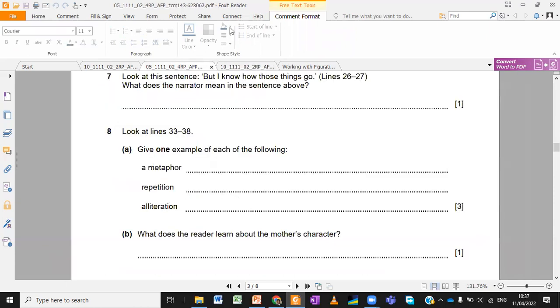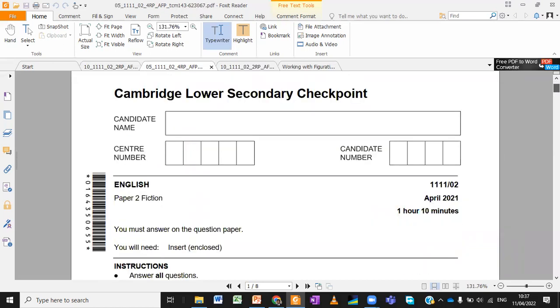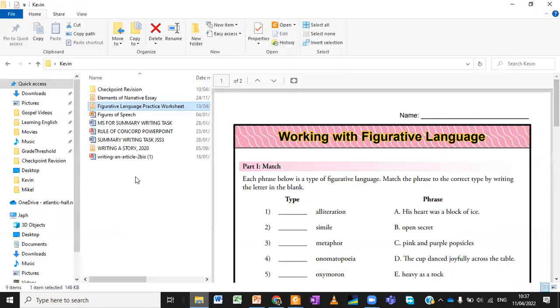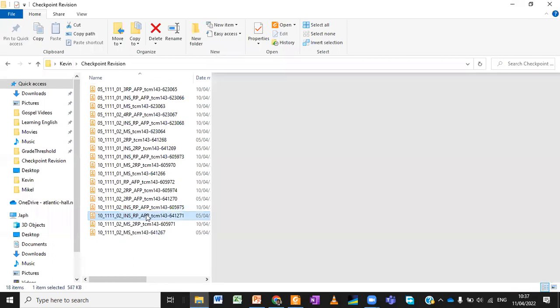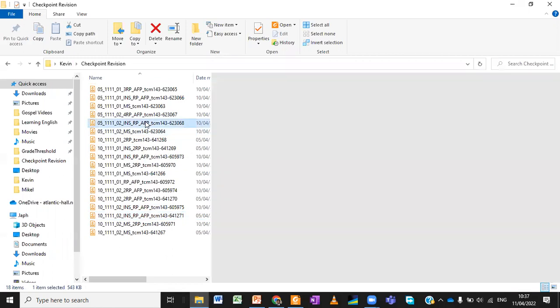Now, let's go to this other one. Look at this question. I love this question. This is what the checkpoint says. They said, give one example. It says, look at lines 33 to 38. Now, I'm going to look for this passage. So this is paper 2, April 2021. Where is that insert? I think this should be it.